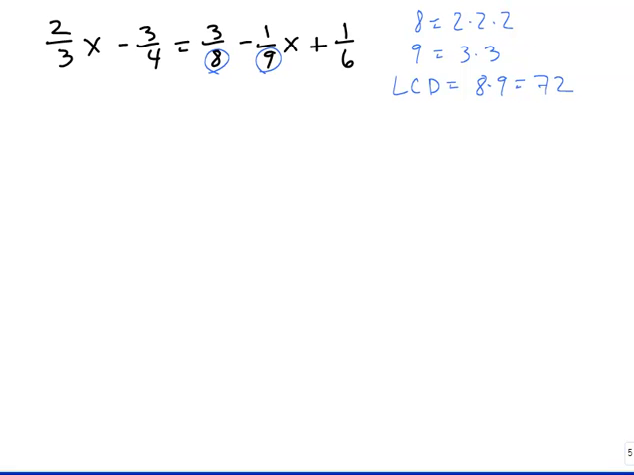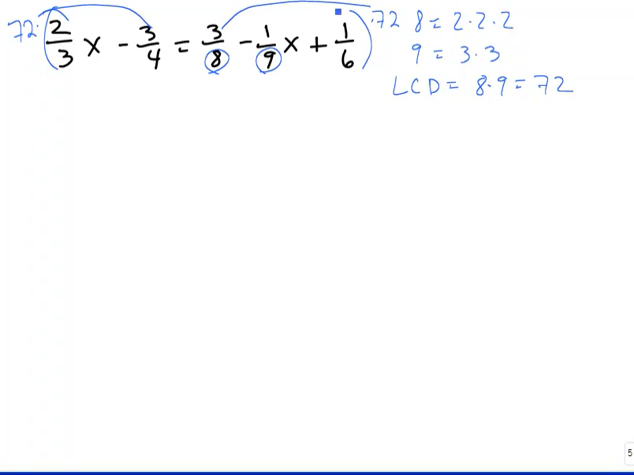A larger number would work, however, it's going to give you bigger numbers to work with. So try to find the smallest number that all of your denominators will divide into. So I'm going to take the entire equation times 72, and that means take 72 times all of these terms.